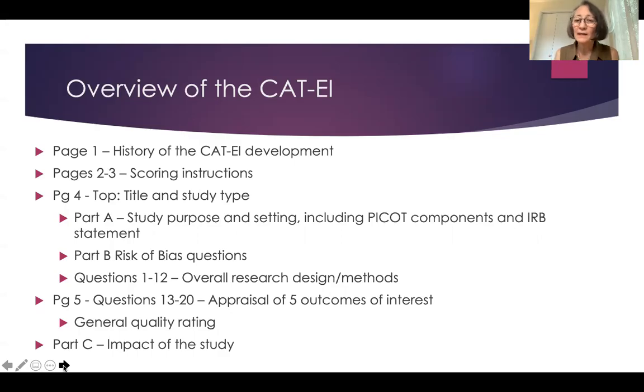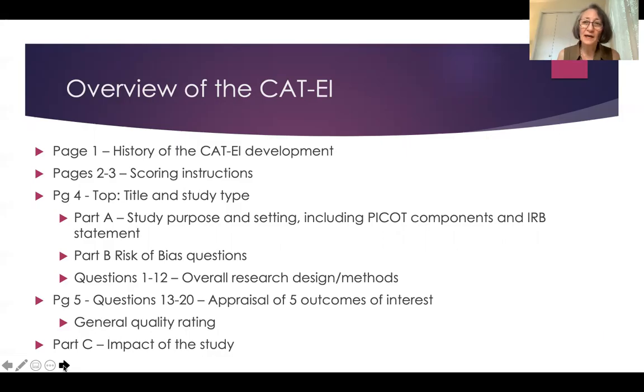Page 4 is the beginning of the actual tool. At the top is an area for the title and the study type. It has part A, which is the study purpose, its setting, including the PCAT question, components, and IRB statement. It also has part B, which is the beginning of the actual risk of bias assessment. And it's focused on the design measures in those first 12 questions.